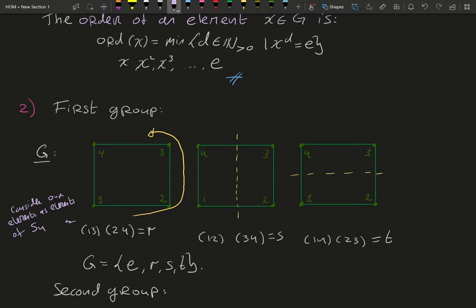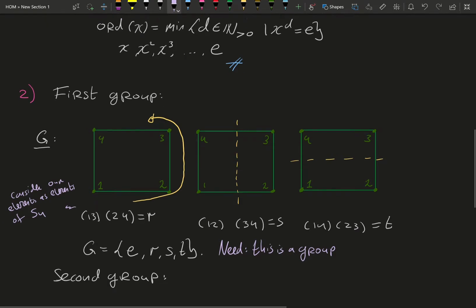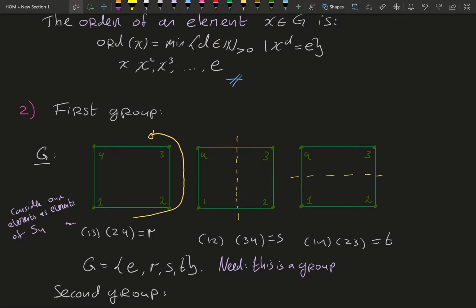So now we need to check this is a group. So since these are elements of S4, all we need to show is that G is closed under multiplication. So in other words, if you know what it means, we need to show that G is a subgroup of S4. So it suffices to show that G is closed under multiplication.